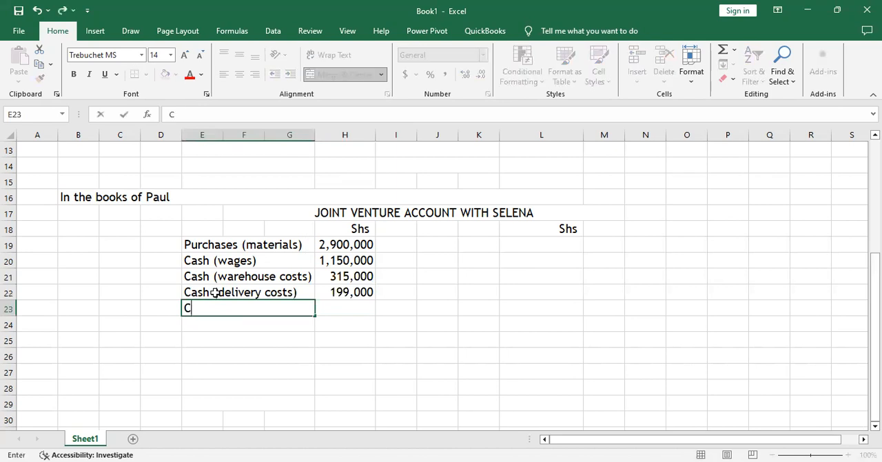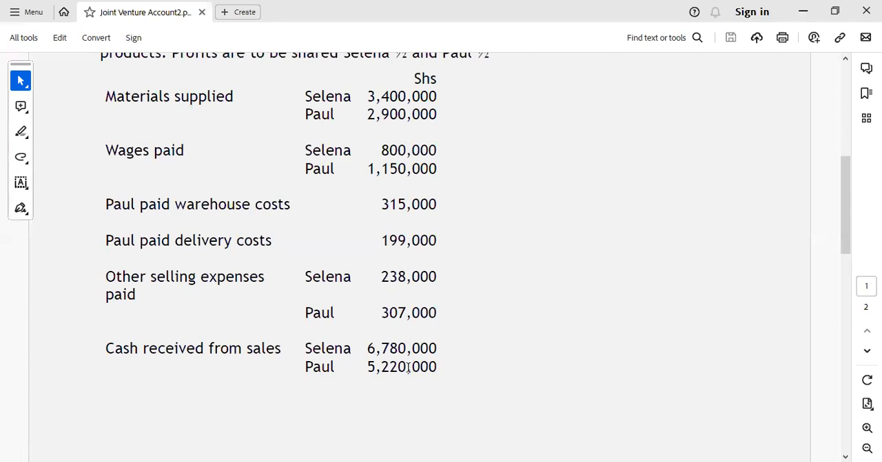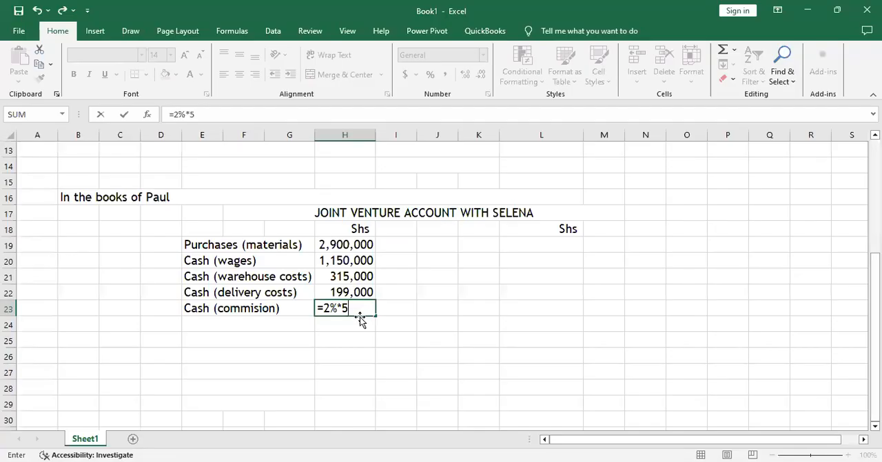Of course, don't forget the commission. We have been told that commission is 2% times the sales. So cash received from sales, homemade sales of 5,220,000. So we need to get a commission that is 2% of 5,220,000. So that is our commission.